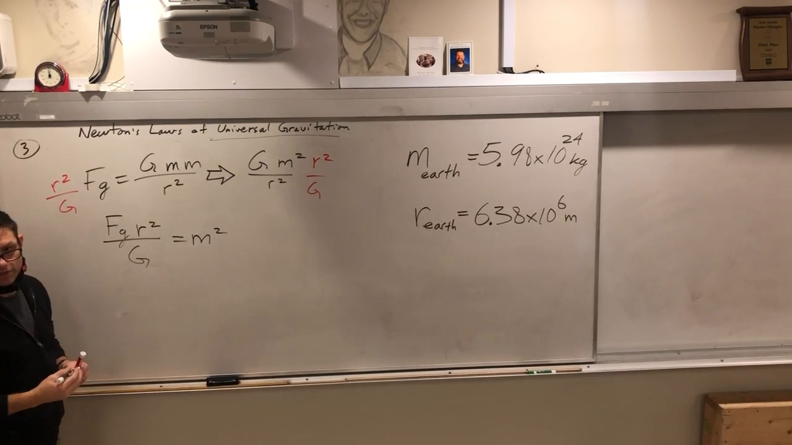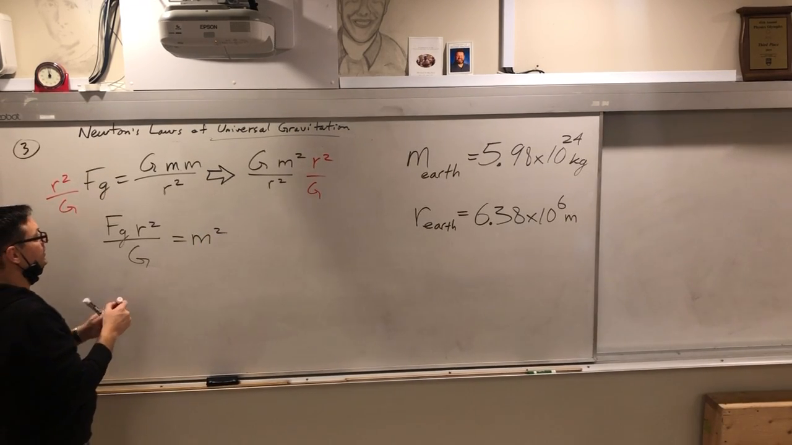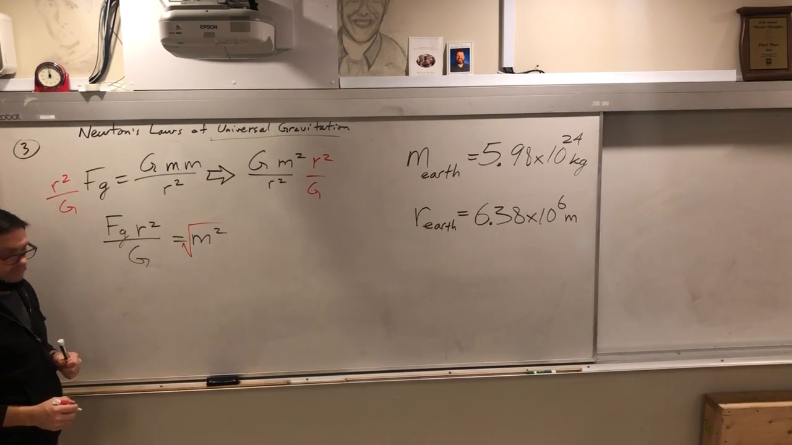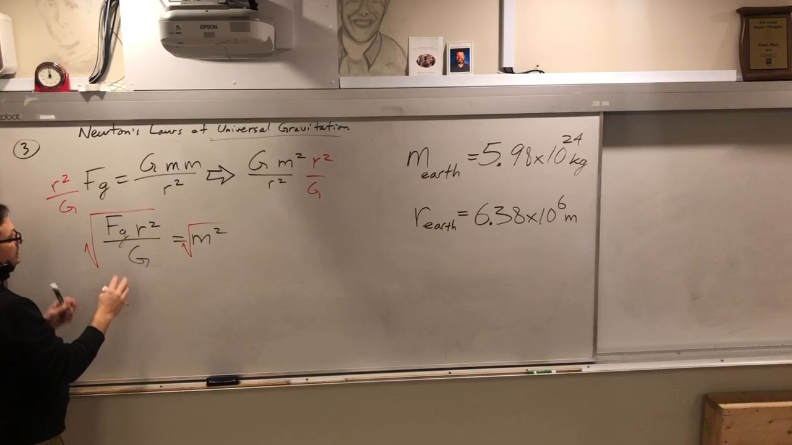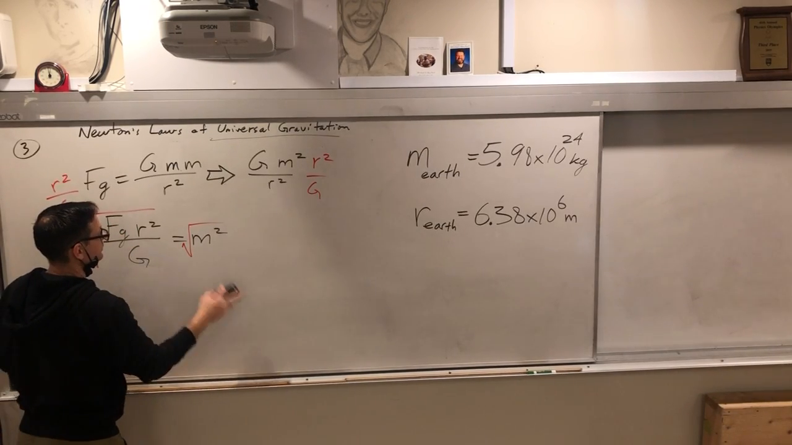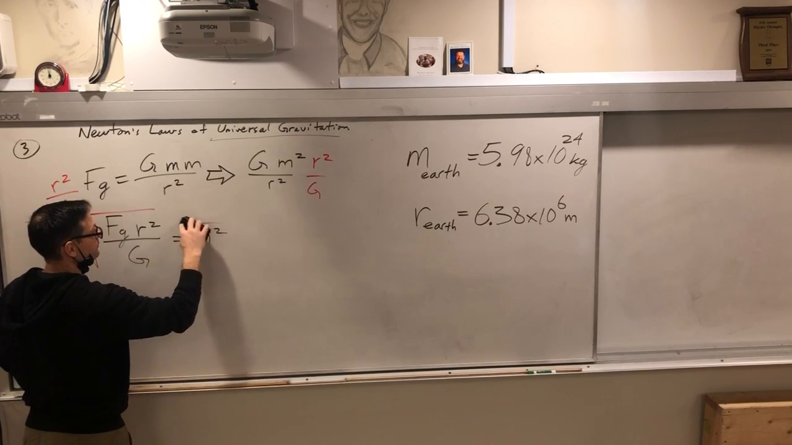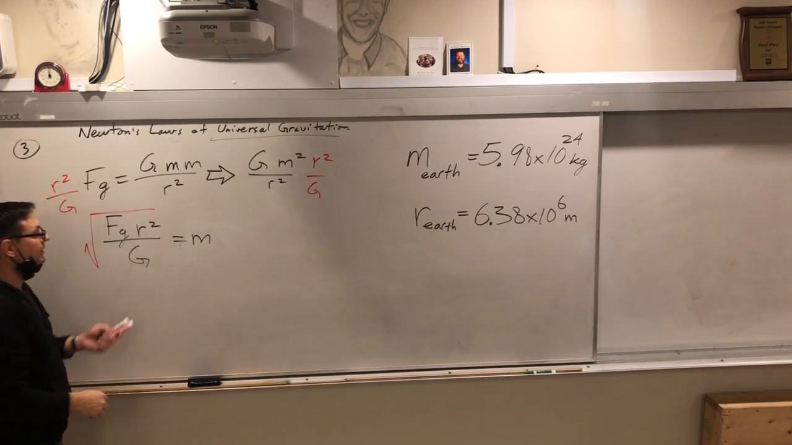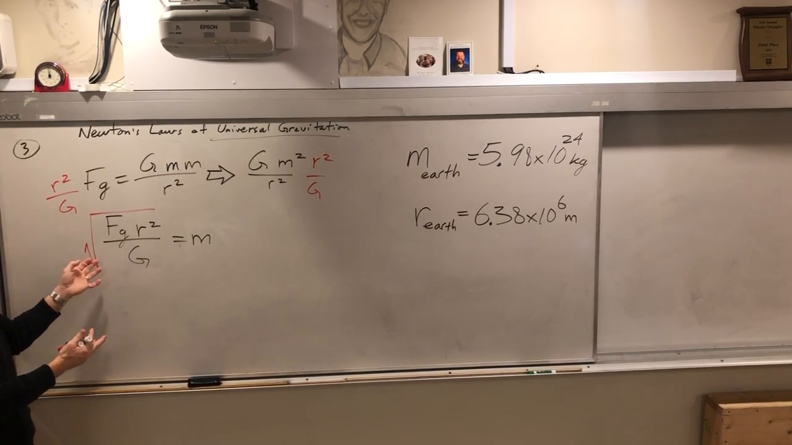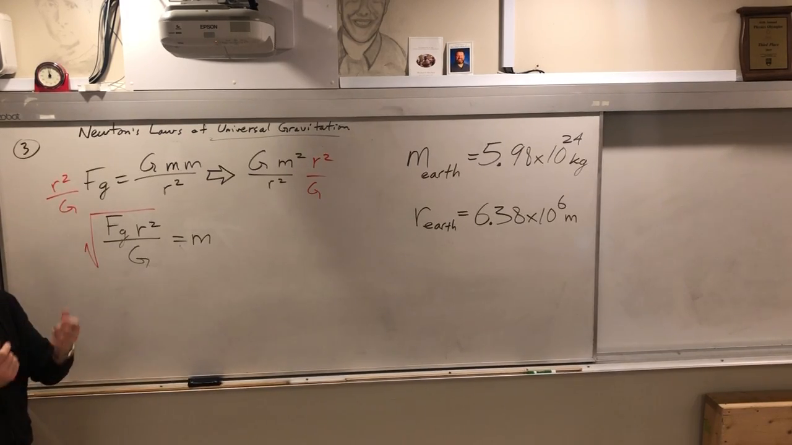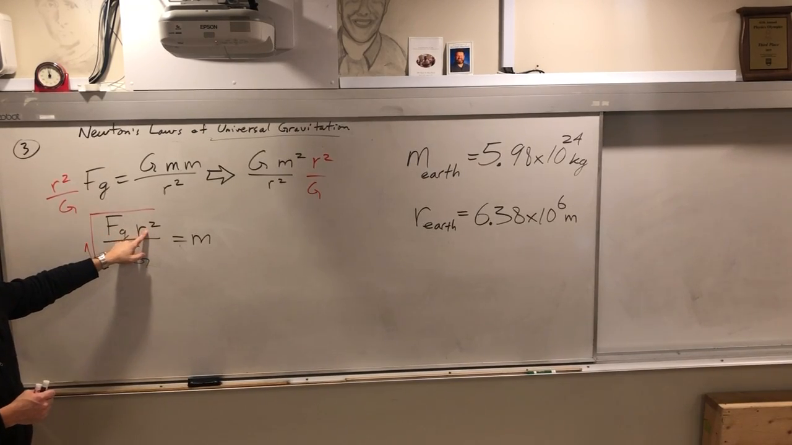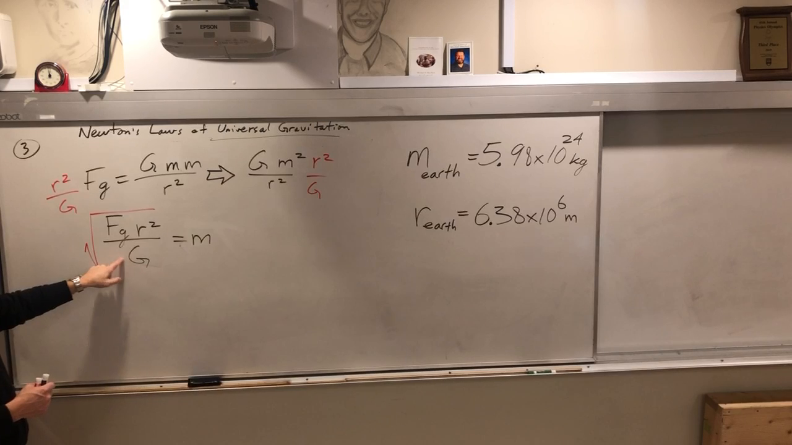How do I get rid of the square? Square root of this. Good. So I square root this. What else do I have to do? Square root of the other side. Good. So this is what I need, and once that happens, you can get rid of this square root and the square, and that will give you the mass. This is the hard part. This is the physics. The rest is just calculator work. Now you just put in the force here, you put in the radius, square it, divide by big G.